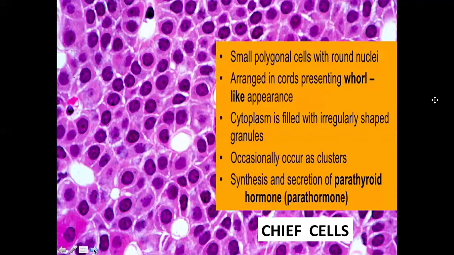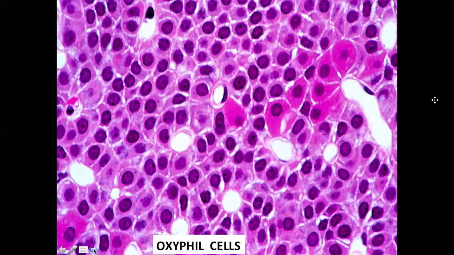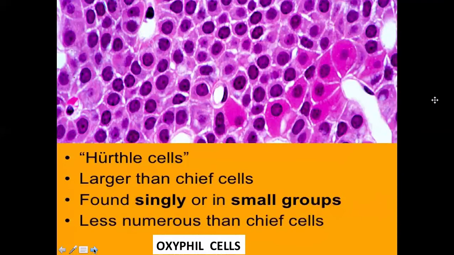Chief cells are small polygonal cells with round nuclei. They are arranged in cords presenting a whorl-like appearance, and the cytoplasm is irregular in shape with granules. They occasionally occur as clusters, and they produce your parathormone. Your oxyphil cells are also known as the Hurthle cells. They are larger than chief cells, found singly or in small groups, and are less numerous than your chief cells.